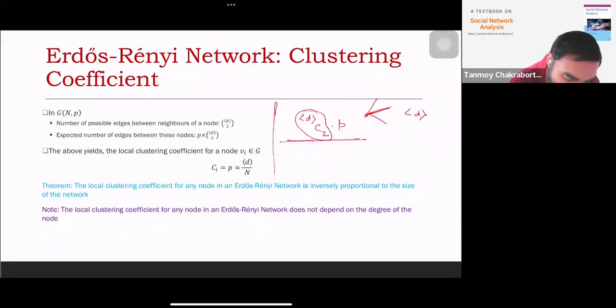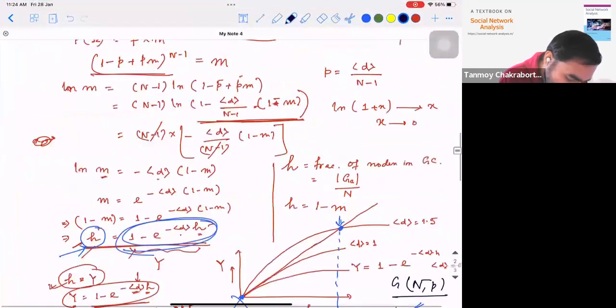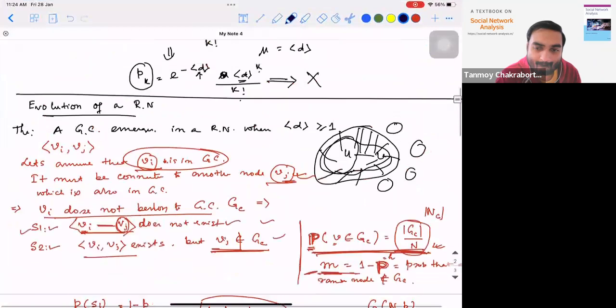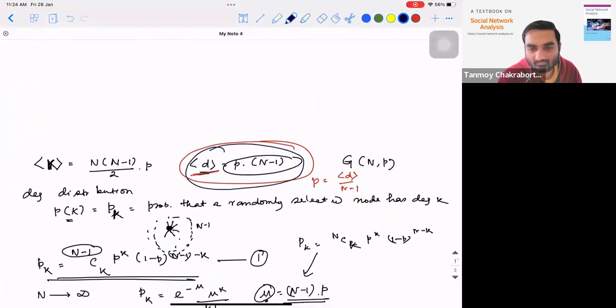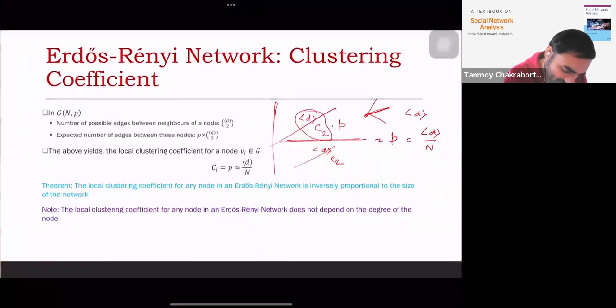Now what's the denominator? The denominator is the total number of possibilities. So these will cancel out, and the average clustering coefficient is basically P. And what is P? P is ⟨d⟩ by n. We have already discussed that P is ⟨d⟩ by n. N minus 1 and n are the same. So the average clustering coefficient is ⟨d⟩ by n.